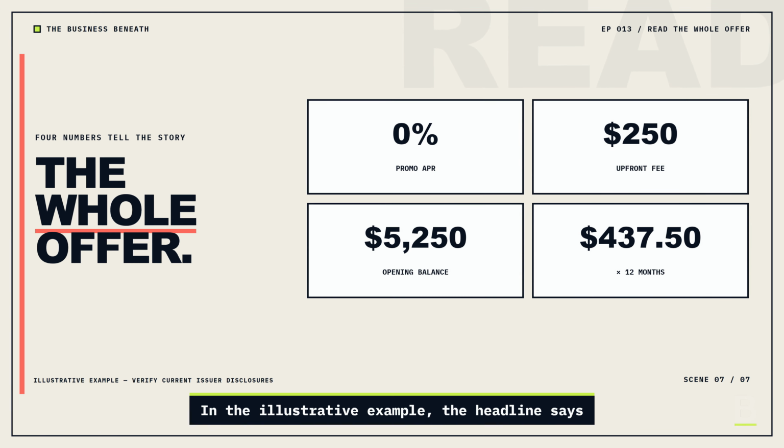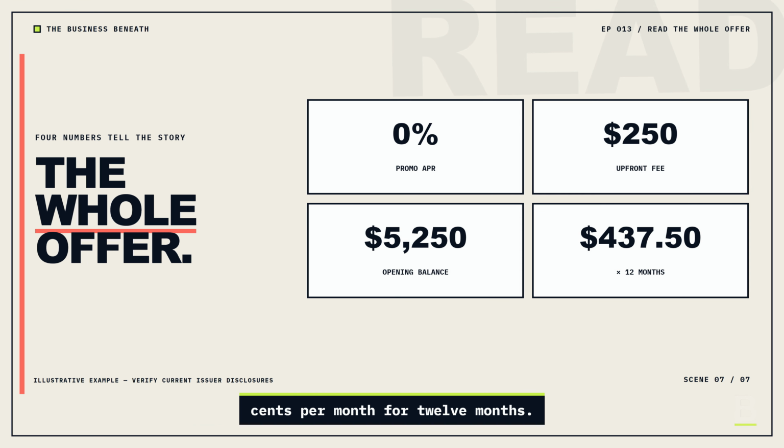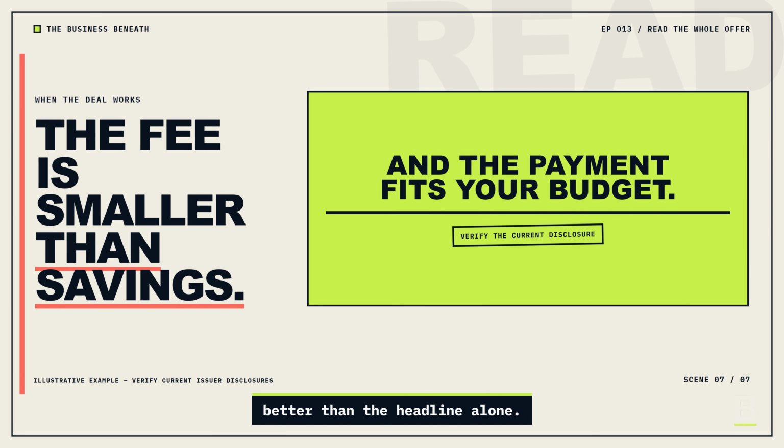In the illustrative example, the headline says 0%, the receipt says $250, the opening balance says $5,250, and the clock says $437.50 per month for 12 months. Those 4 numbers describe the deal better than the headline alone. Real offers differ, so verify the current disclosure before you apply.